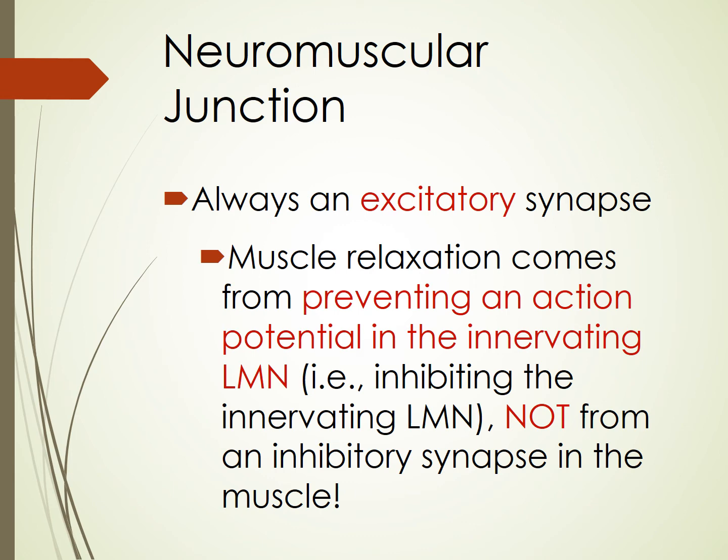Although a neurotransmitter can be either excitatory or inhibitory, depending upon the receptor that it binds to, at the neuromuscular junction, acetylcholine is always excitatory. The receptors are always going to create an excitatory response. In order to relax a muscle, we need to prevent an action potential from being generated in the innervating lower motor neuron. That is, we have to inhibit the lower motor neuron, because we are unable to directly inhibit the muscle. The muscle is always excited if neurotransmitter is released. So in order to relax our muscle, we don't inhibit the muscle, we inhibit the lower motor neuron that is going to innervate that muscle.